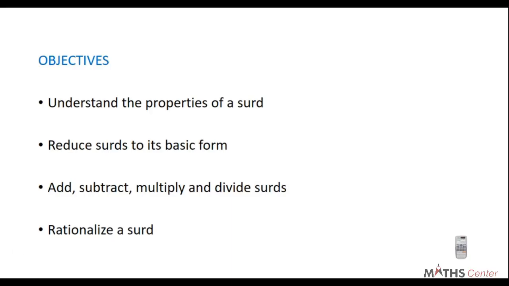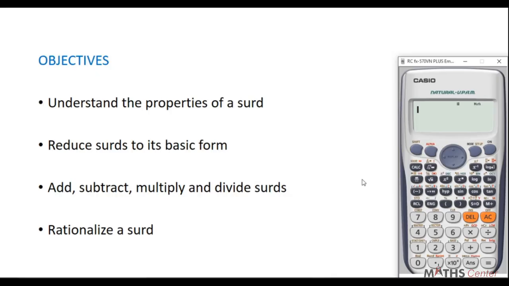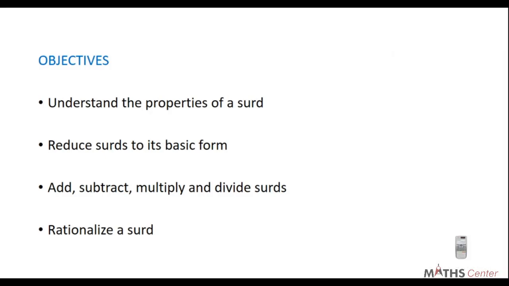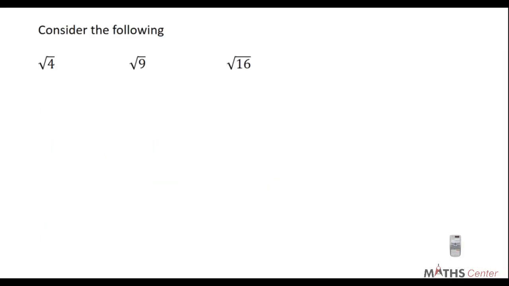We are going to use calculators in this topic a lot, and this is the type of calculator I'll be using. So I recommend that you get one close to you. Now, let's begin with surds. We are going to consider these numbers: square root of 4, square root of 9, square root of 16, square root of 25, square root of 36, and square root of 49. Now we are going to take the square root of these numbers on our calculators and see something.